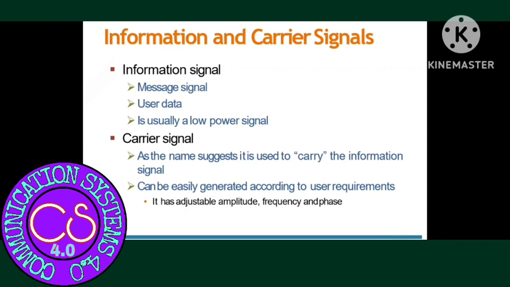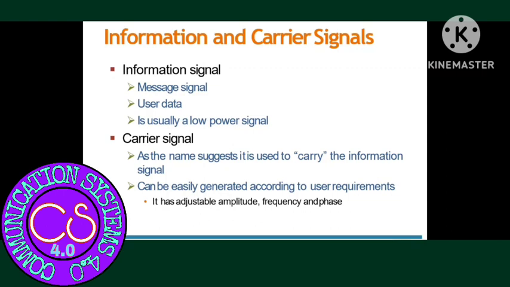So that's why in most of the books of communication systems, whenever you read the taxonomy of the information signal, you will find words like baseband signal, message signal, user data signal, low power signal, low frequency signal. On the other hand, there is also a very important signal that is discussed in the modulation topic: the carrier signal.